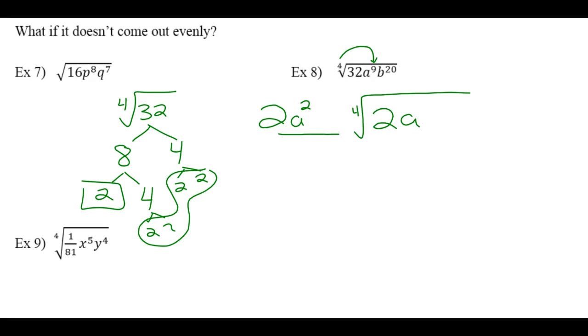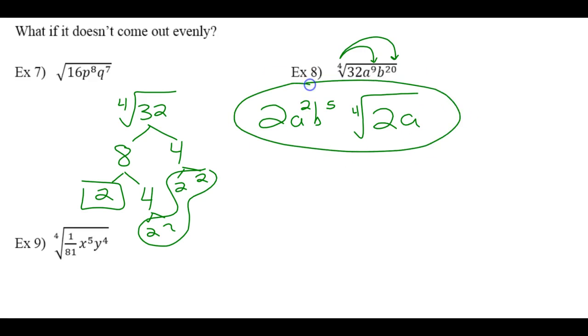Now, how many times does 4 go into 20? Exactly 5 times. Were there any leftovers? No, so there's no b's left inside. So that right there is actually your answer. So 2a squared b to the 5th, fourth root, make sure you write a fourth root, not a square root, of 2a. It looks hard, but it's really not that bad.